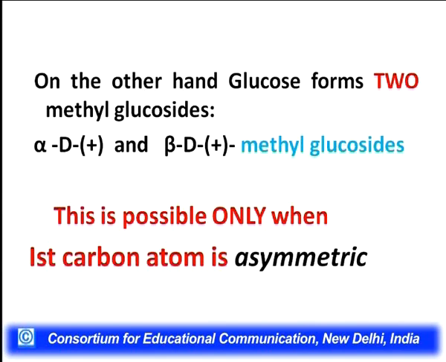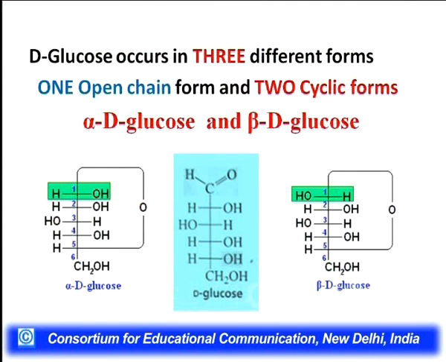For this, the condition necessary is that the first carbon should be asymmetric, and we've already seen that this first carbon is not asymmetric in the open chain structure of glucose. So now we conclude that glucose exists in three different forms. One is the open chain form, which occurs in very small amount in solutions. And then we have two cyclic forms. One is the alpha D-glucose, that is this structure, and the other one is the beta D-glucose.